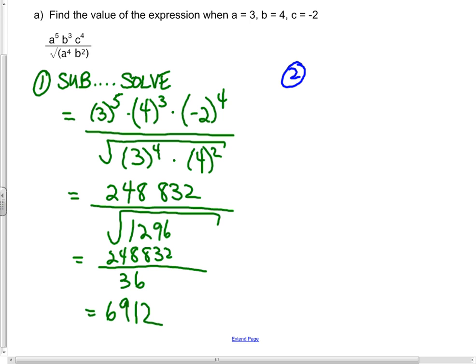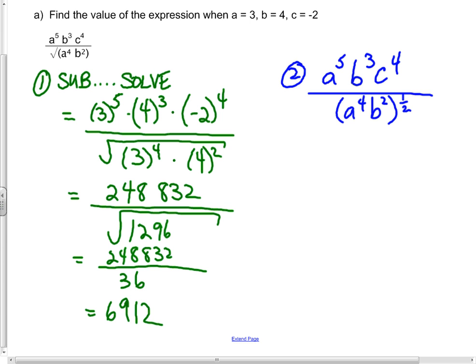Another way we could do it, so if you're at a party and you don't have your calculator, I mean, we're still going to end up with a big number, but maybe we could simplify a little bit first. So if we have a to the 5th, b cubed, c to the power of 4, all over a to the power of 4, b to the power of 2, and I know that a square root means to the power of 1/2. I can simplify that bottom a little bit.